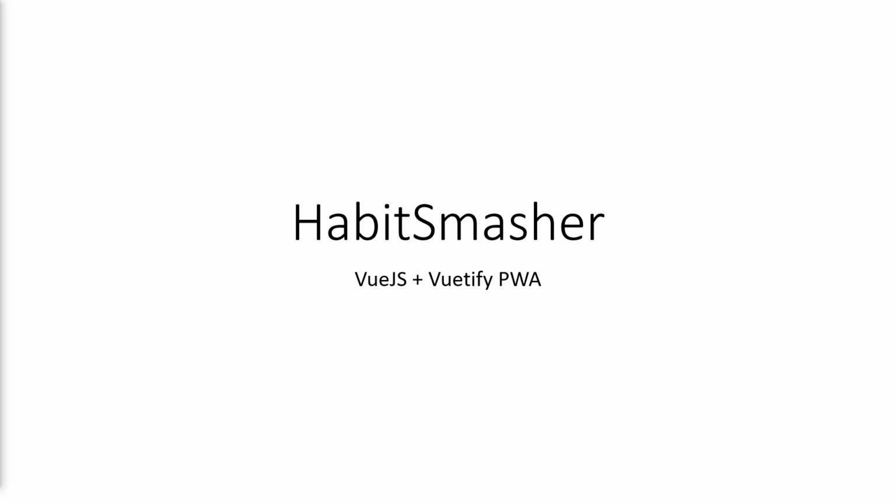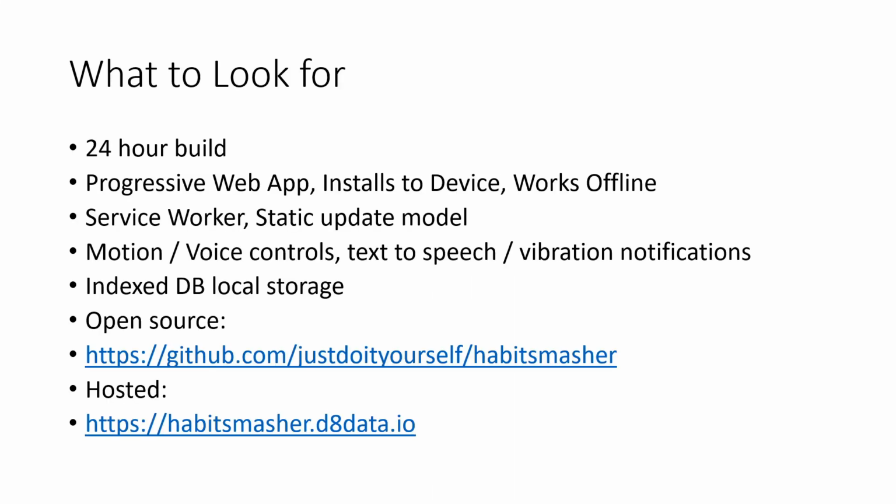HabitSmasher, a VueJs Vuetify progressive web app. This was a 24-hour build. It's a progressive web app, meaning it installs to your device, works offline, has an icon on your home screen, etc. The service worker implements a static update model, meaning that it isn't constantly fetching resources from the web server, but stores them all until an update is invoked.